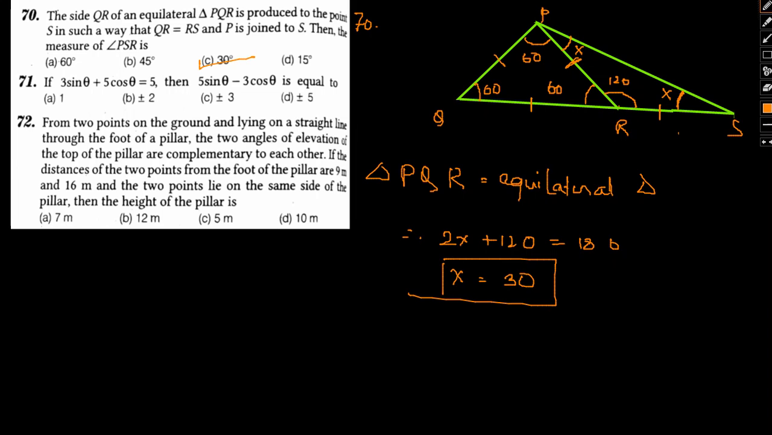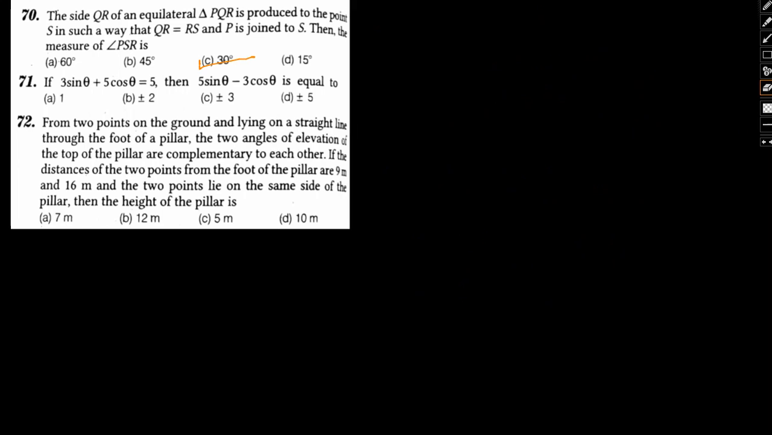Now, having said that, let's move on to the next question, that is 71. If 3 sin theta plus 5 cos theta equal to 5, then we need to find 5 sin theta minus 3 cos theta. So here what we have is 3 sin theta plus 5 cos theta is equal to 5.